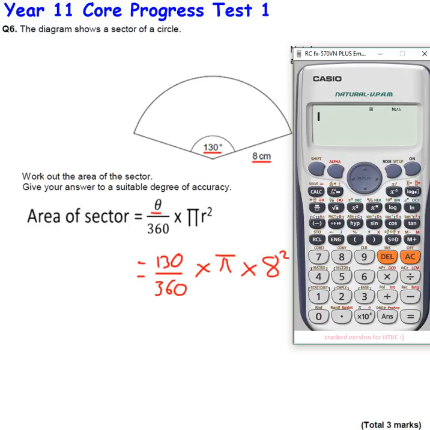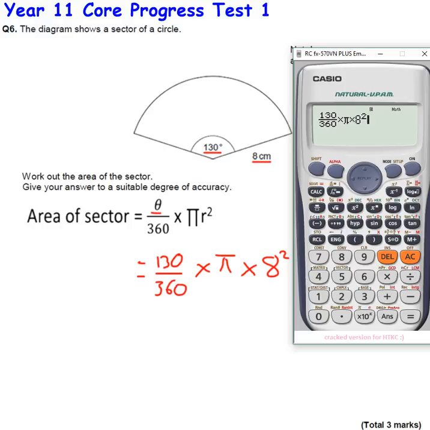When putting this calculation into my calculator, I want to make sure it looks exactly how I've written it down. So the first thing I'm going to do is press the fraction button, and inside here goes 130, and then next will be 360. So I have 130 divided by 360. The next part, I need to multiply it by pi, so you need to find your pi button on your calculator, and then multiply it by 8 squared. So as you can see, this calculation is exactly the same as the calculation written down.